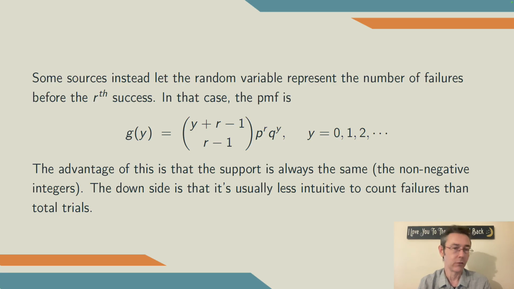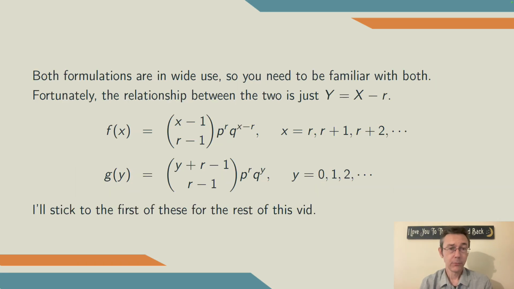It's the non-negative integers. You're counting the number of failures, so you could have no failures before you get all the successes. The downside of it is that it can be really awkward to count the number of failures rather than the total number of trials. Now, both formulations are in widespread use, so you really do have to be familiar with both of them.